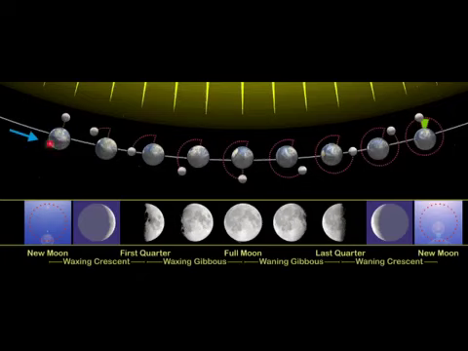We will start here with new moon, and notice the sun is up here and the moon is directly between the earth and the sun, so we don't see any part of the moon facing the earth. This moon is going to rise about 6 in the morning, the same time the sun does, and it's going to set at about 6 in the evening, or 6 p.m., the same time the sun does.